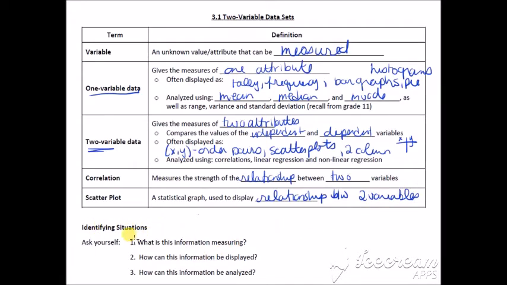Okay, so when we're identifying situations, we have to ask ourselves these three questions. Okay, what is the information measuring? Okay, is it one or two things? Is it categorical? So is it like a word? Or are they both numbers? Okay, and how is it displayed, and how can the information be analyzed?